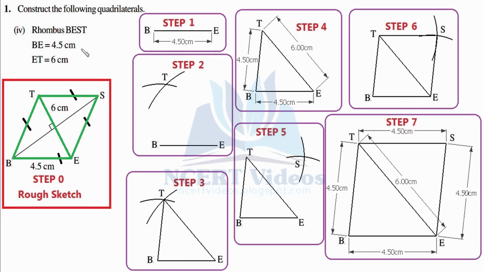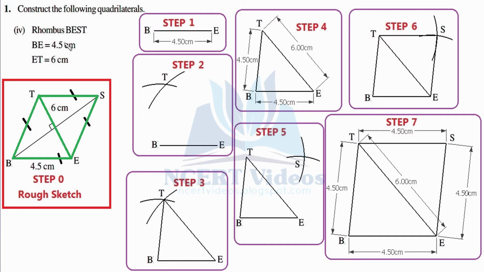Second one is ET. Again, ET is not continuous, therefore it must be one of the diagonals. Remember, in rhombuses, both diagonals need not be equal to each other. So this is one of the diagonals that is equal to 6 cm. And from this information, we can easily construct a rhombus whose name would be BEST. So the initial step that we name as step 0 is to construct a rough sketch so that we get an idea of how our rhombus BEST would look.